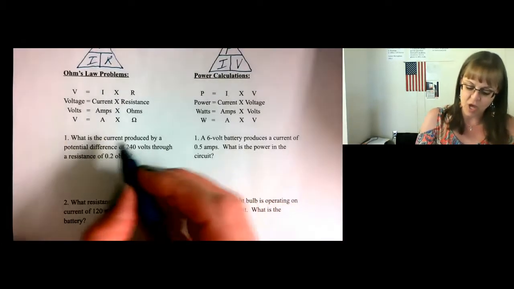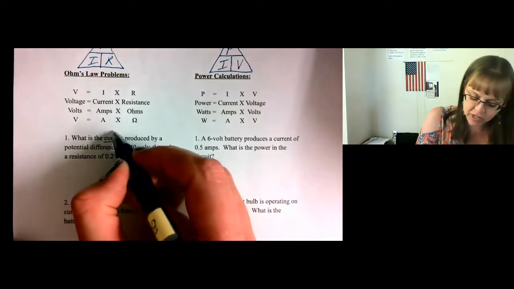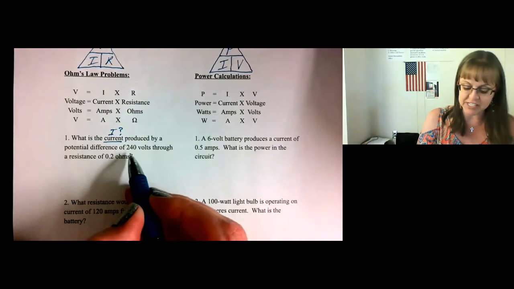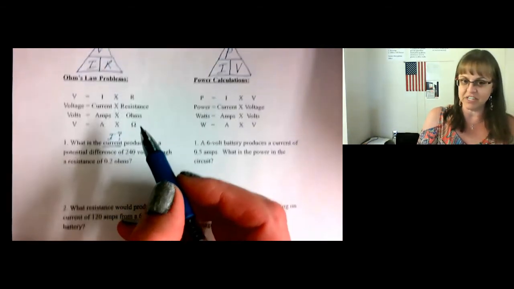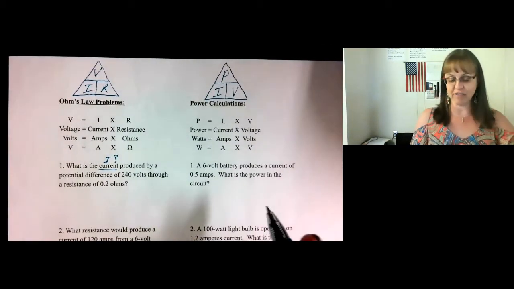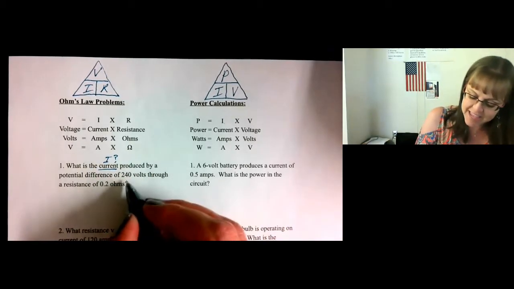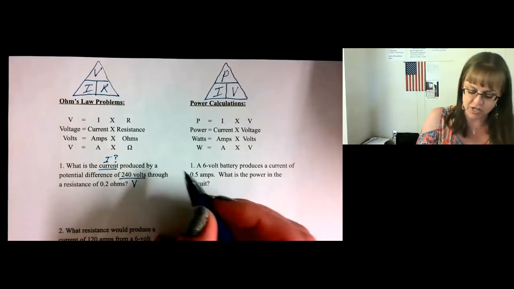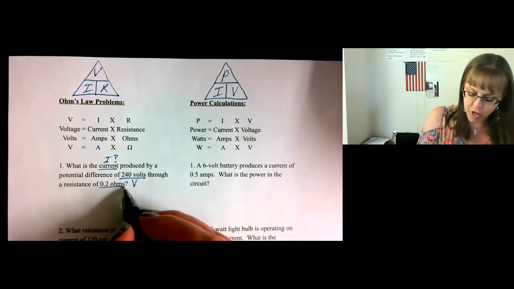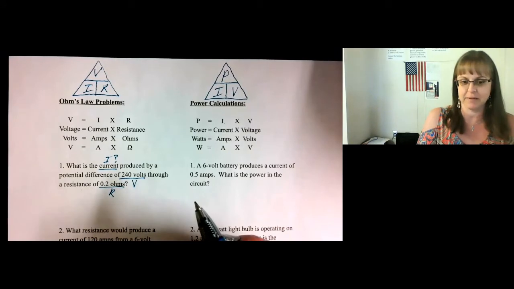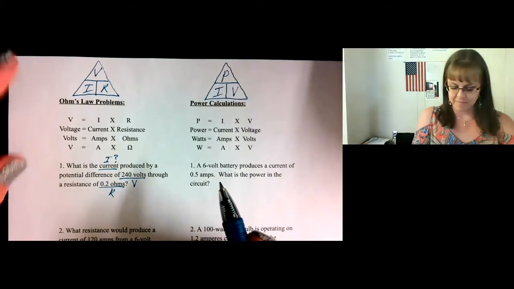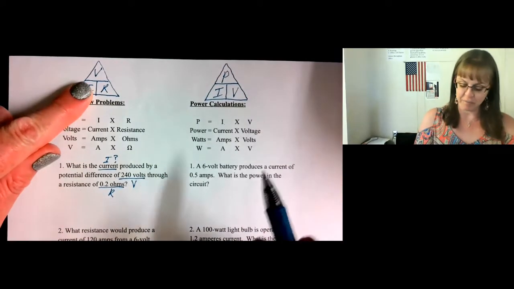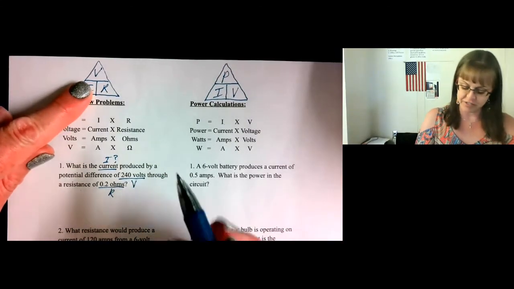All right, so what is the current? We want current, which is I, produced by a potential difference. Remember, potential difference is voltage, and if you forget that, it's on your reference table. And the fact that it says volts should also tell you, oh, this is voltage. Through a resistance of 2 ohms, they told you that was a resistance. You are looking for I, cover up I, and it's V divided by R. Be careful, make sure V goes on top and R goes on bottom.